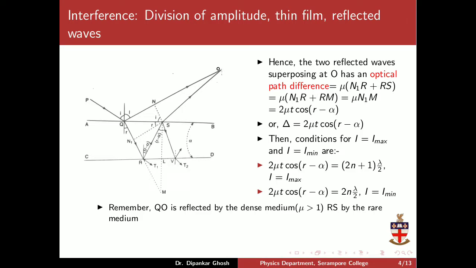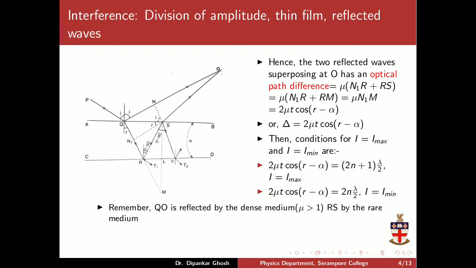That's what I've emphasized here. Remember, QO is reflected by the dense medium, that is mu is greater than 1, RS by the rarer medium. Yes, I haven't stressed this. Let me repeat it again. QR is incident on CD. So QR is a ray which is incident on the interface, but QR is traveling from denser to rarer medium.